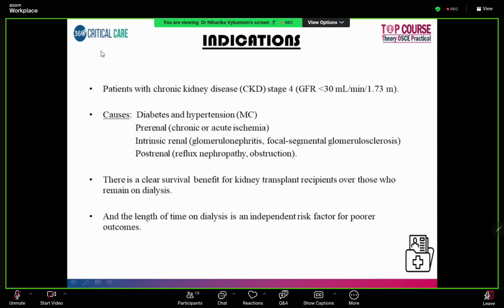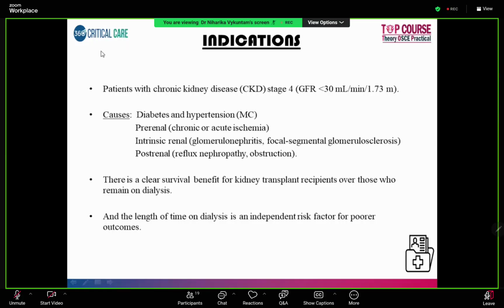The pre-renal causes are chronic or acute ischemia. The intrinsic renal causes could be glomerulonephritis or focal segmental glomerulosclerosis. And the post-renal causes, the most common being obstructive uropathy or reflux nephropathy.